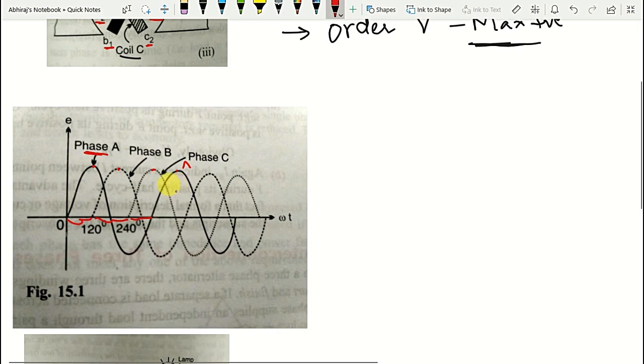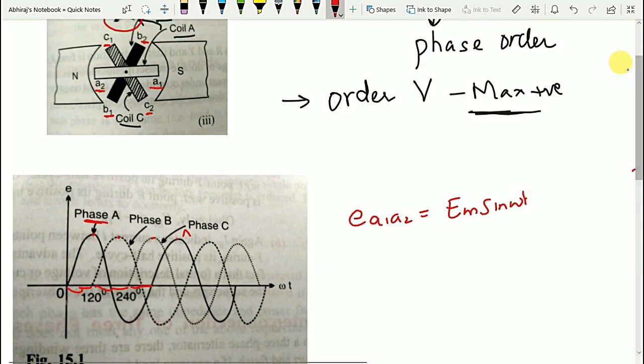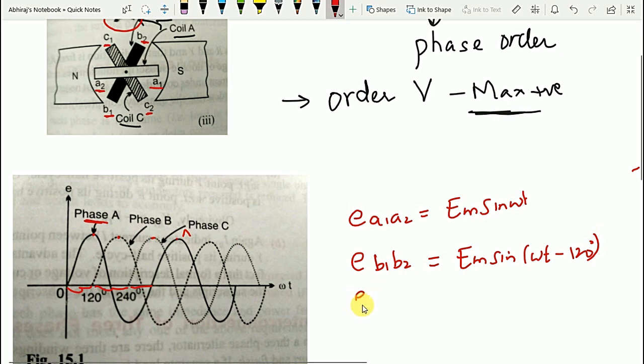If I write the voltage expressions for the elementary three-phase alternator, the EMF in coil A1 A2 will be E_A1A2 = Em sin omega t, the EMF in coil B1 B2 will be Em sin(omega t minus 120 degrees), and similarly C1 C2 will be Em sin(omega t minus 240 degrees). This is how the voltage expressions will be.